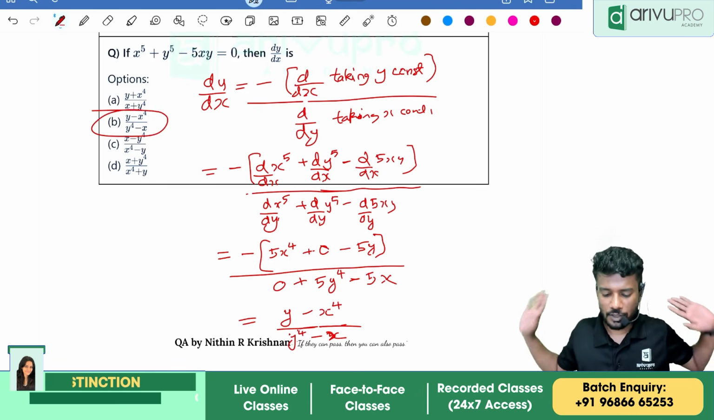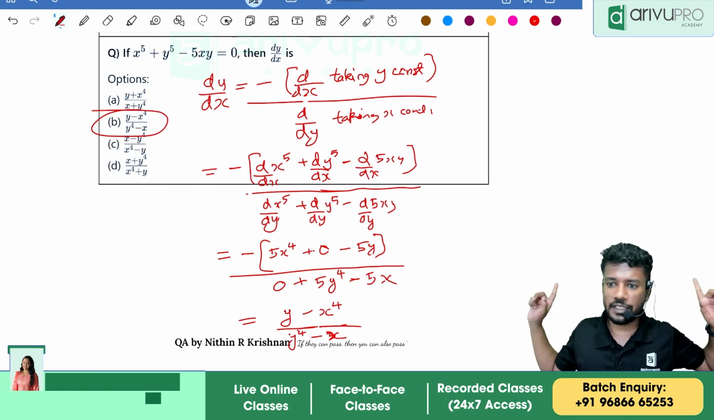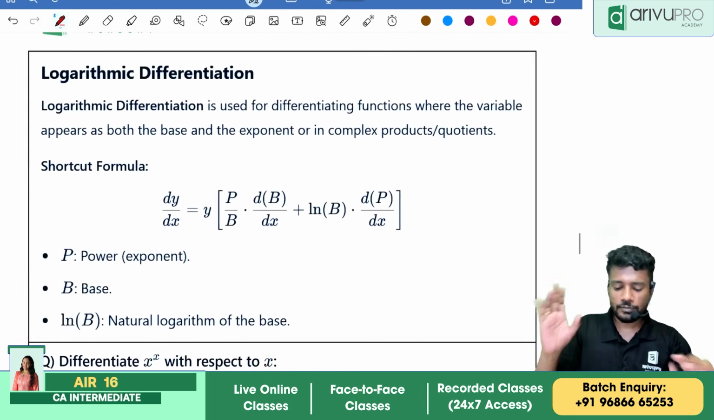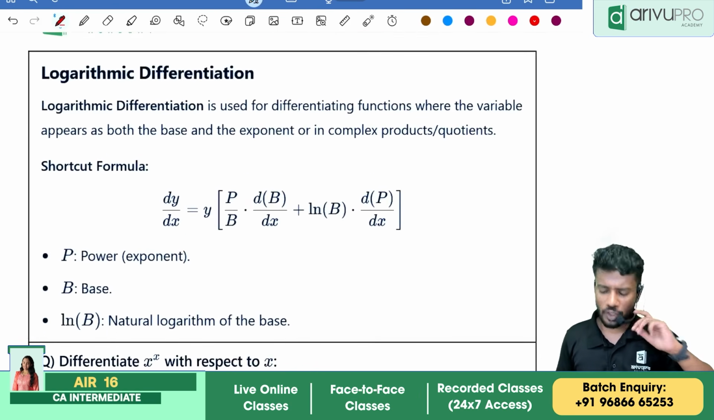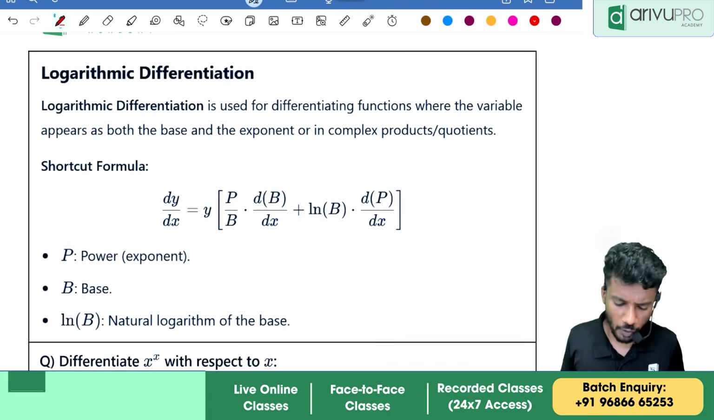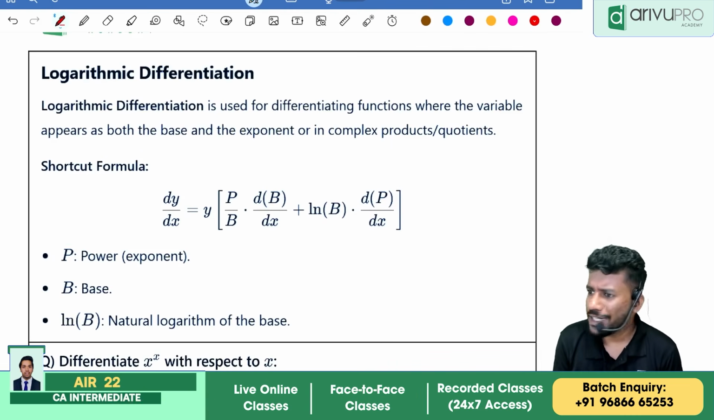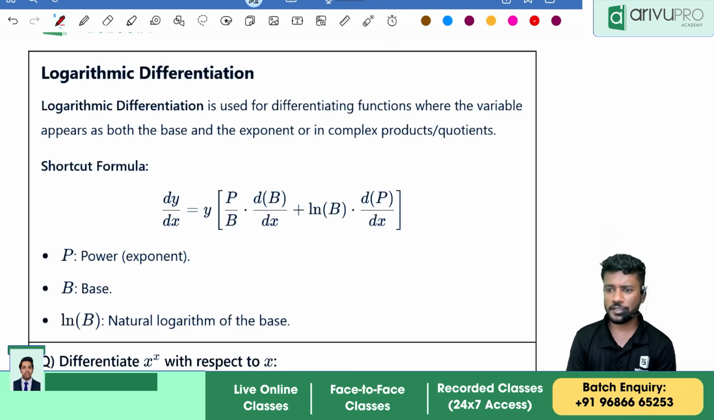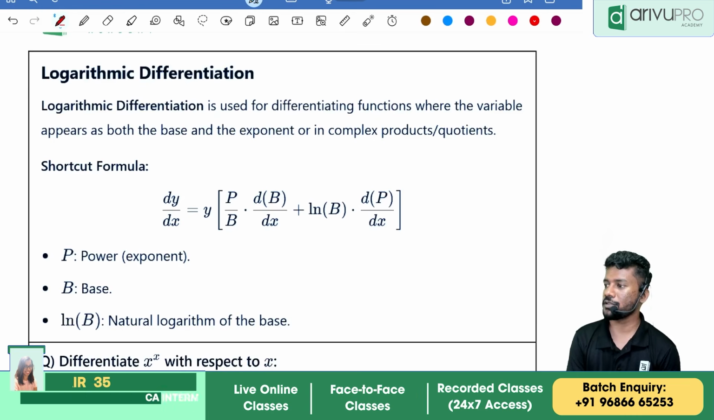Got the point. Is everything clear for everyone? Then we can go for another type that is called logarithmic differentiation. Many questions are there. Solve everything. I am telling you, you can score 4 marks from this chapter if you know the basics.